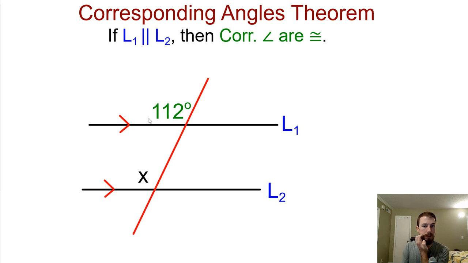The corresponding angles theorem states, and look, we have an if and then. This is a conditional statement. Remember, we did the whole logic unit last time. So if line 1 is parallel to line 2, then that means the corresponding angles are congruent. So what happens if the lines are not parallel, then that means the corresponding angles are not congruent, right?